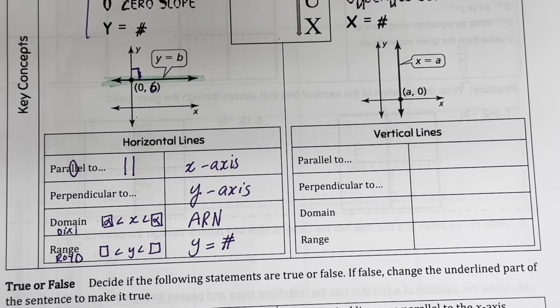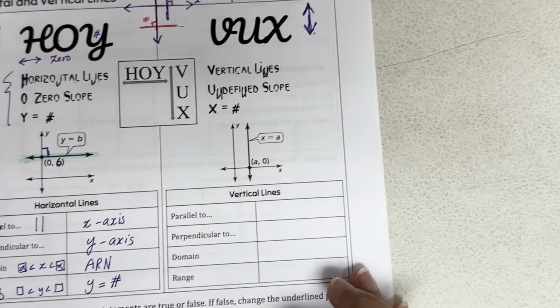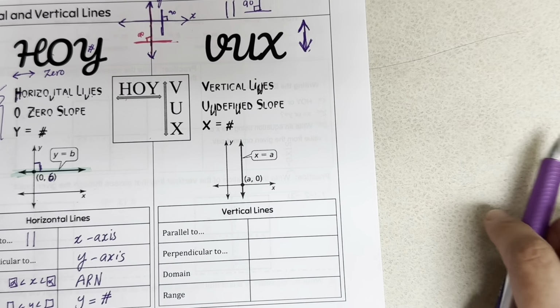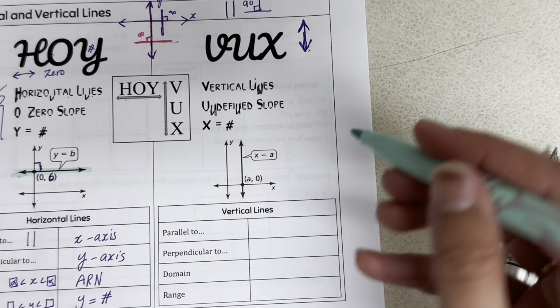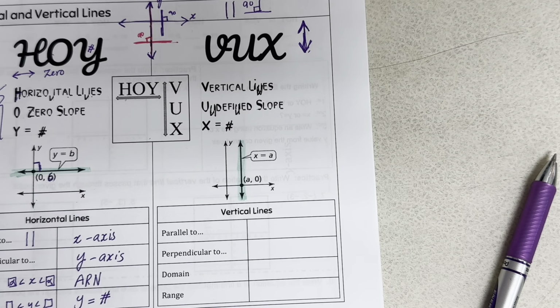So these are the horizontal lines. HOY is your keyword. Then we have vertical lines. The vertical lines are the ones that go up and down. So I'm gonna highlight the vertical lines that they're talking about in this graph. So there you go, vertical line. This is a vertical line.